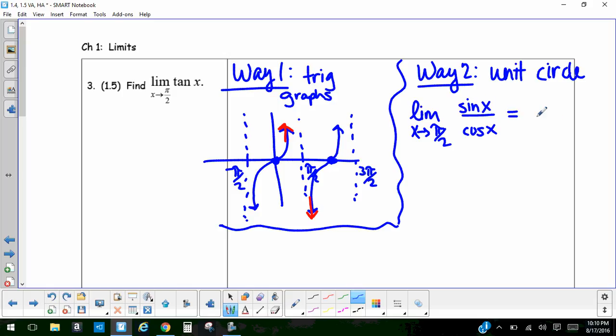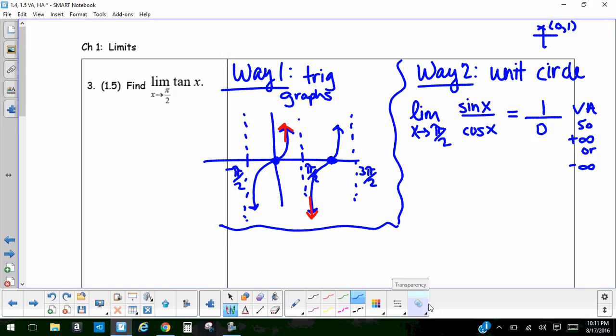And if I just straight plug in, pi over 2 is up here in the unit circle, that has a coordinate of 0, 1. Sine is the second coordinate, so sine is 1, cosine is 0. So that right there can tell me that I'm going to end up with a VA. So I know that it's going to be positive infinity, or I know it's going to be negative infinity.